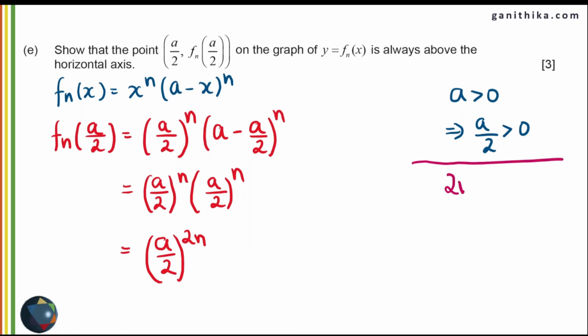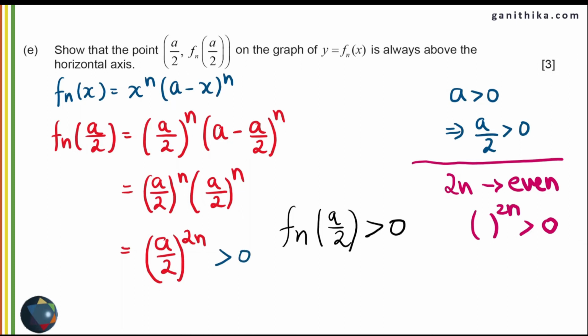You can also consider the power, which is even. 2n is always even. Raising any number to an even number is always positive. So in either way, you can give either one of these as reasons for this question. So these 2 are the reasons for saying that this is always going to be positive. So fn of a over 2 is always positive for any positive real numbers and for any integer value of n greater than 1. And this might have a reason mark because you are supposed to show that it is always above the horizontal axis.